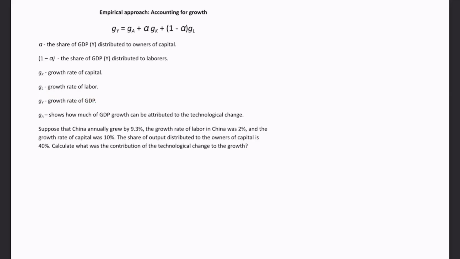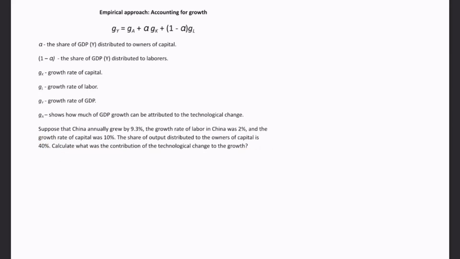Now let's do an example. The question below says, suppose that China annually grew by 9.3%. The growth rate of labor in China was 2%, and the growth rate of capital was 10%. The share of output distributed to the owners of capital is 40%. Calculate what was the contribution of the technological change to the growth.